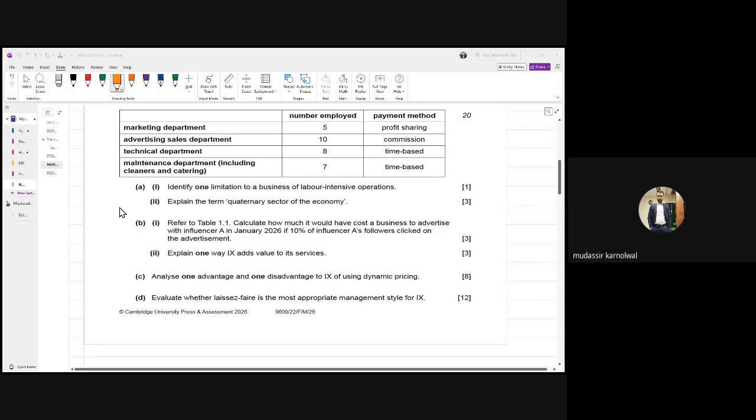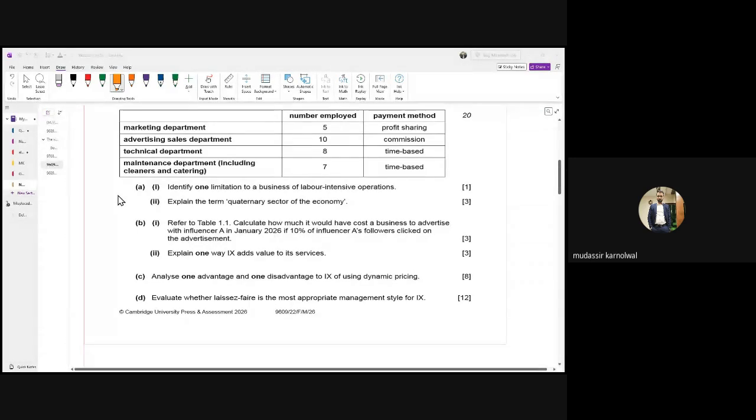Now, what is the advantage? First, let's understand dynamic pricing. Dynamic pricing is when pricing is changed. When prices are not fixed, prices are dynamic. They are changing rapidly. Like we can see here that as the number of followers is changing, the pricing is also changing. So one advantage is to maximize the revenue, while the disadvantage is that it creates uncertainty for the customers. It creates uncertainty for the advertisers.